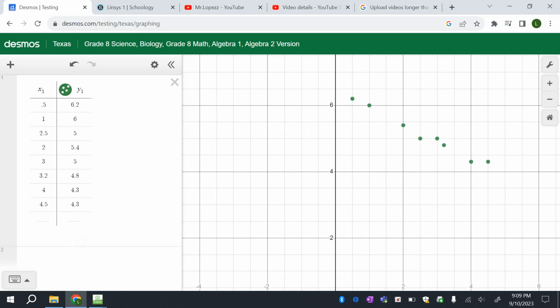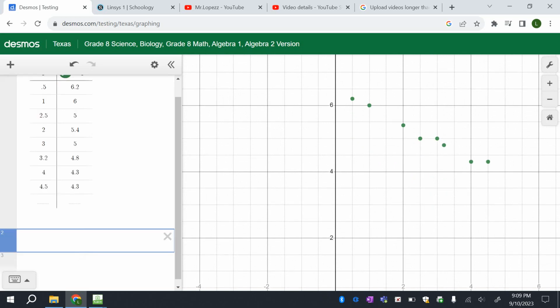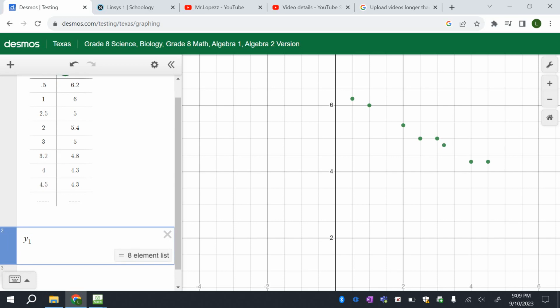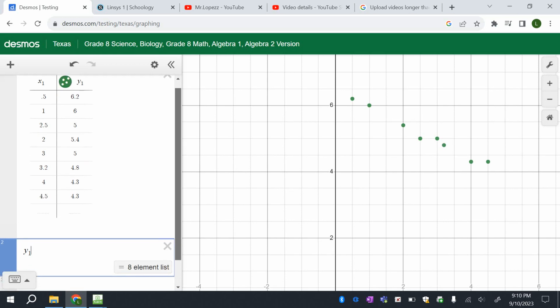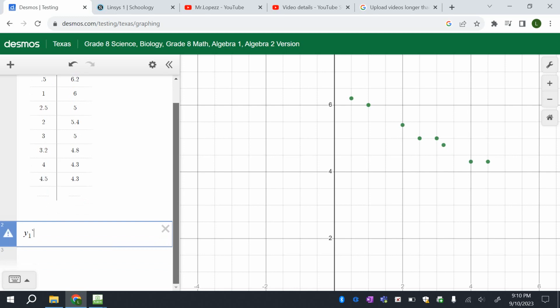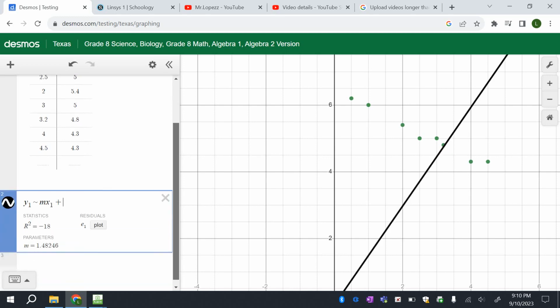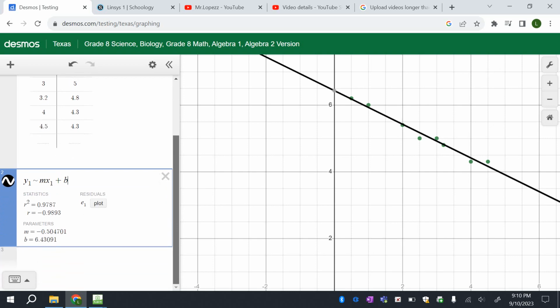Alright, so once you have your data in, go to the next line. And we are going to type in Y1, because that represents the Y column. And then we're going to tap the tilde, that little squiggly line. And then MX1, and then plus B. Alright, so we get Y equals. The M is negative 0.50, and then the B value is 6.43.